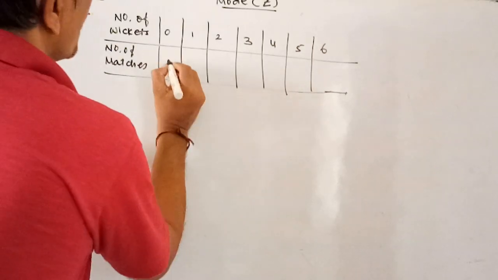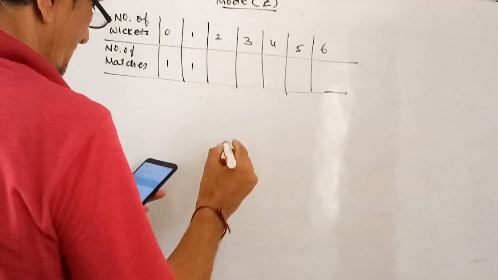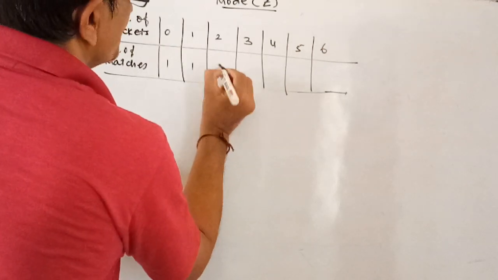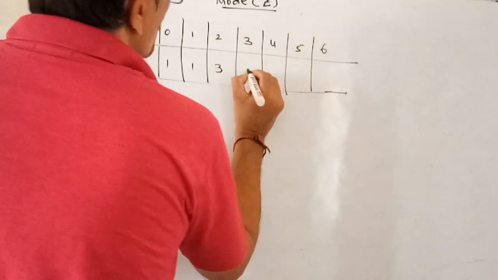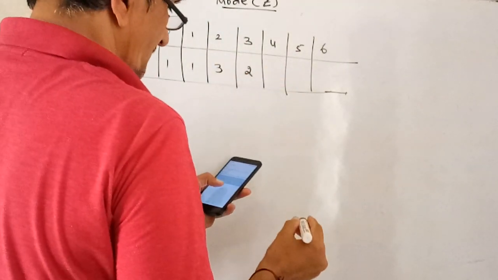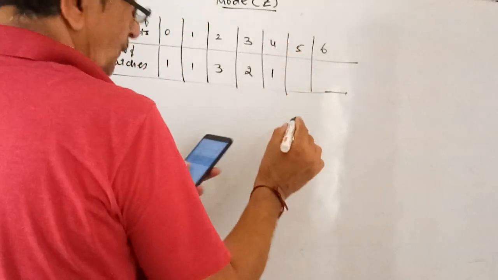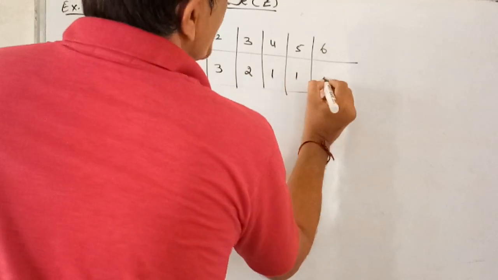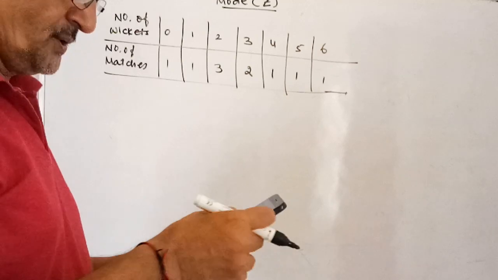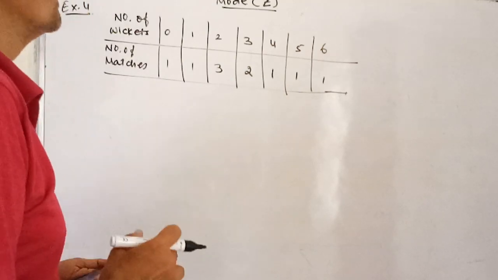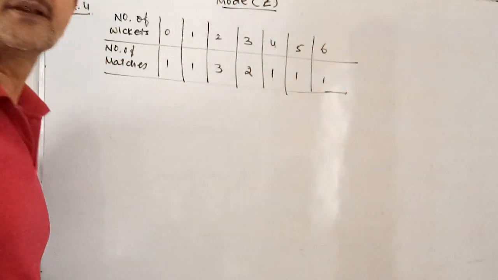So the bowler got 0 wicket in 1 match, 1 wicket in 3 matches. In 3 matches he got 2 wicket. In 2 matches he got 3 wicket. In 1 match he got 4 wicket. In 5 and 6 also he got 1 wicket each. Okay, so this is about the ungrouped data. This is your xi and this is fi. This is called ungrouped data.